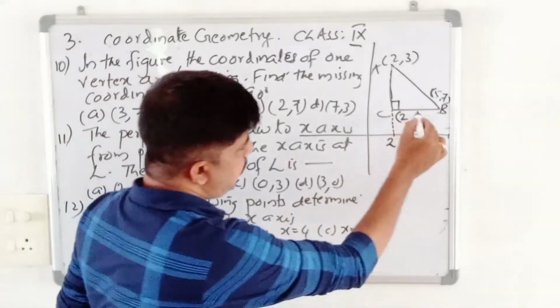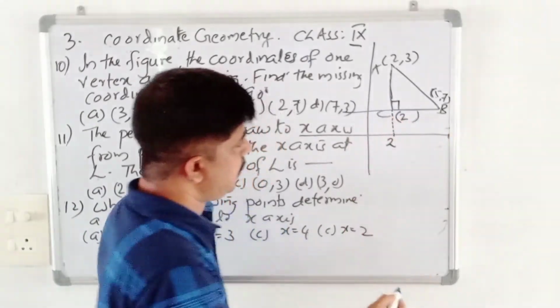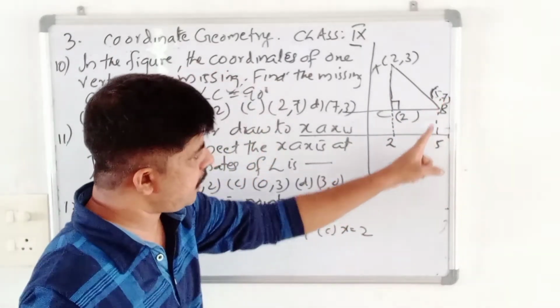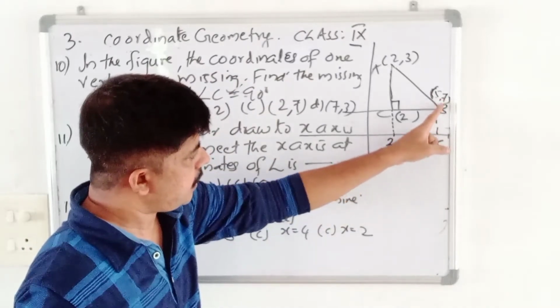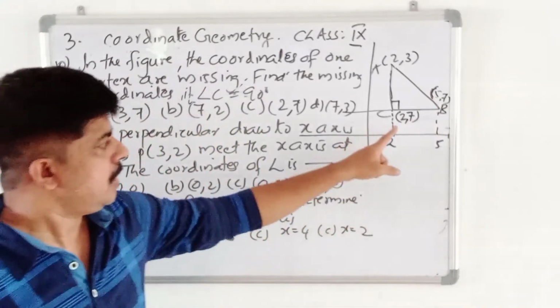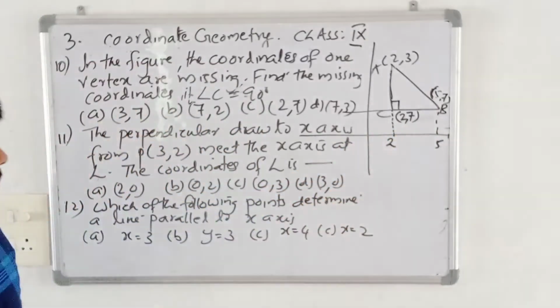Similarly, this can be taken perpendicular to the y-axis. Here we have the x coordinate 5 given. Definitely the y coordinate of this point will be 7 only. Therefore our correct answer is (2, 7). Here we have option C as the right answer.